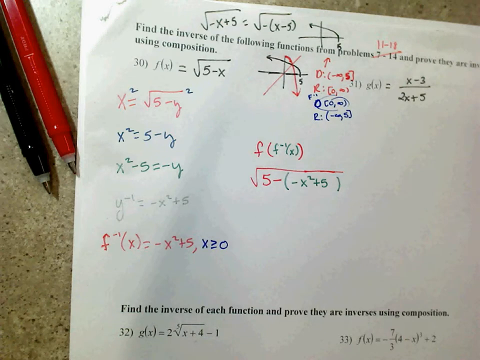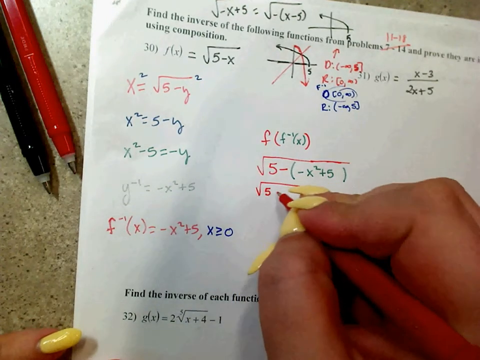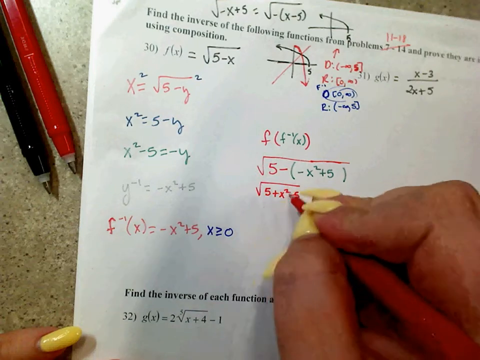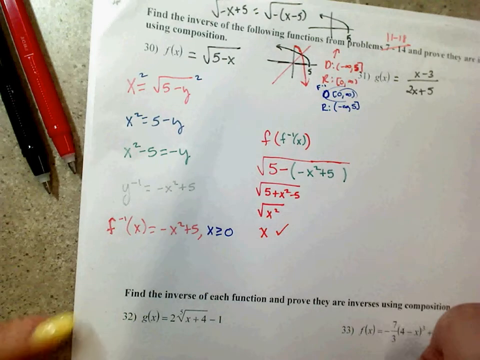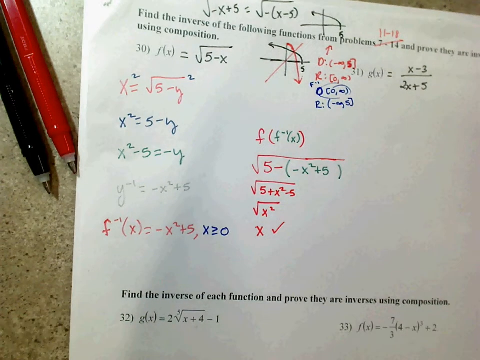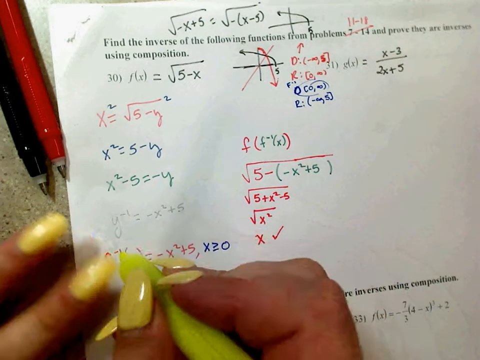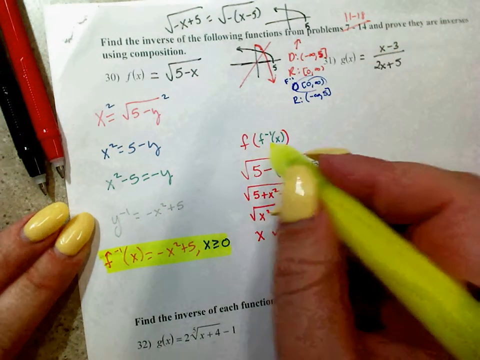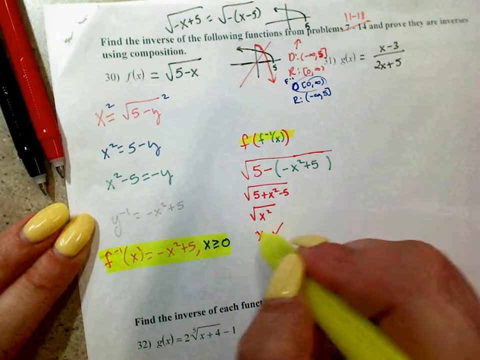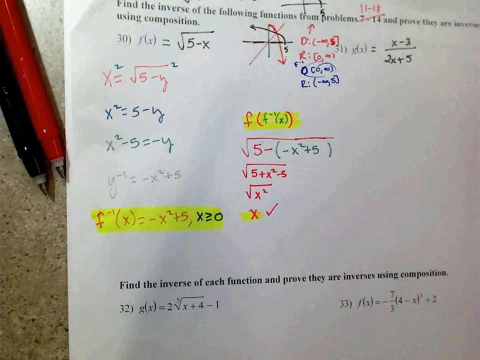Okay? So when I distribute the negative, then I've got the square root of 5 plus x squared minus 5. 5 minus 5 is 0, so it's the square root of x squared, which is just x. And therefore they are inverses. Okay? But as far as my answer, this is the inverse. And then the composition equaling down to x is what I was looking for.